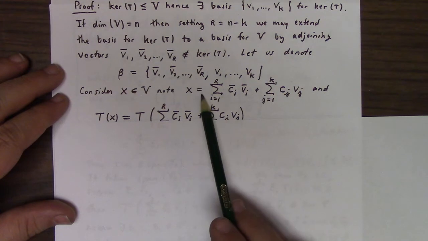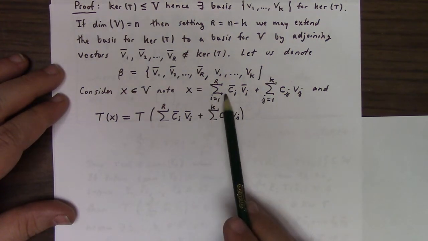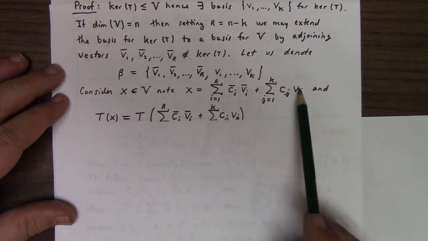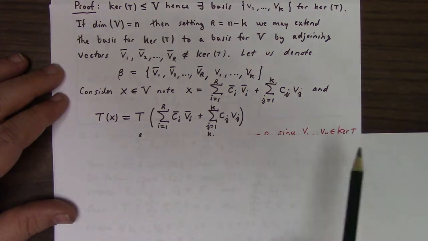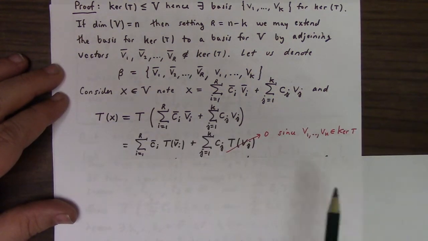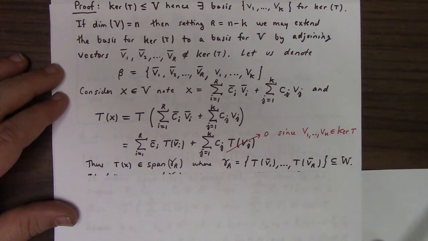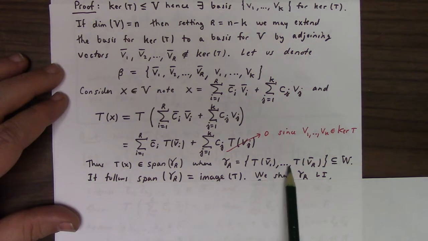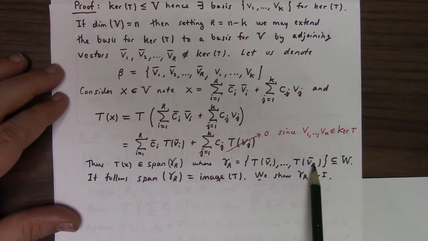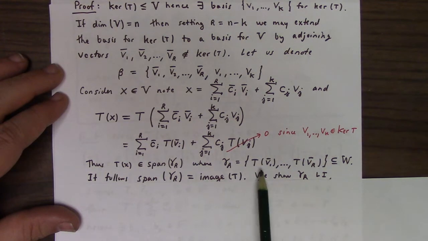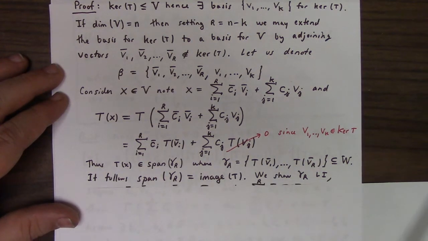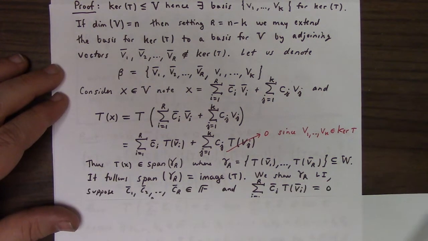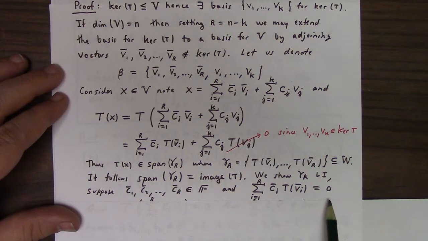Anyway, if x is written in the beta expansion, so there's the piece which is not from the kernel, and the piece which is from the kernel, when you feed that to T, of course the kernel piece goes to 0, and the other piece remains. And this shows that, in fact, the set of images T of v bar 1 through T of v bar r, a subset of W, is also a spanning set for the image of T. So to show that that's a basis, we need to show that it's also linearly independent. And so we should suppose we have a linear combination equal to 0.